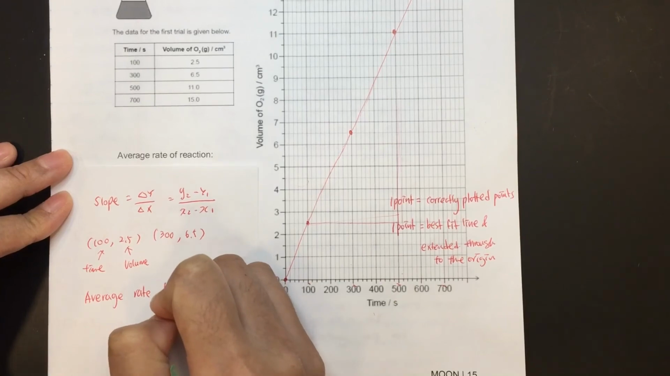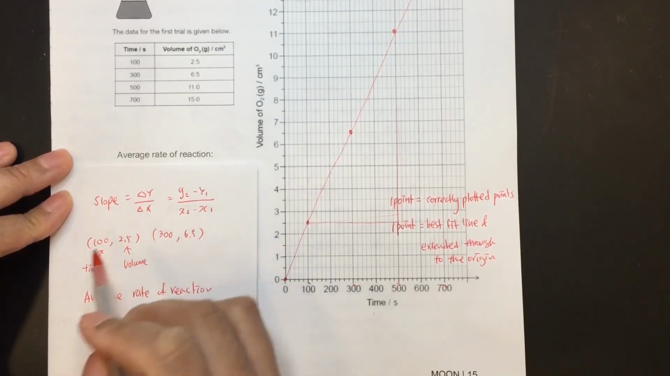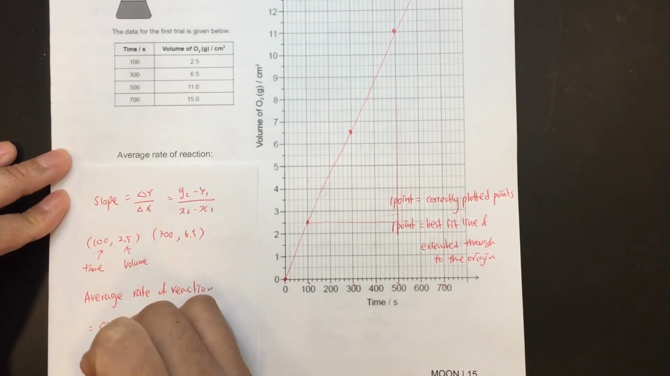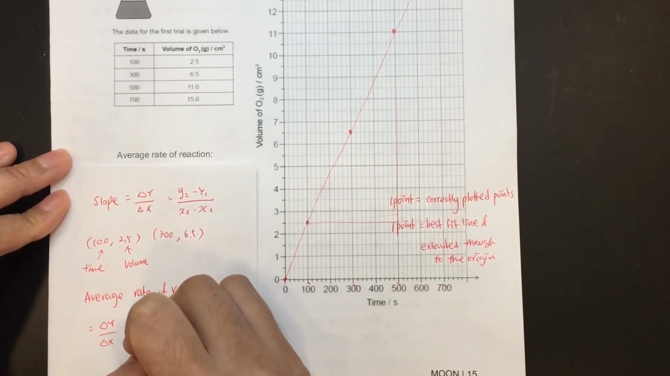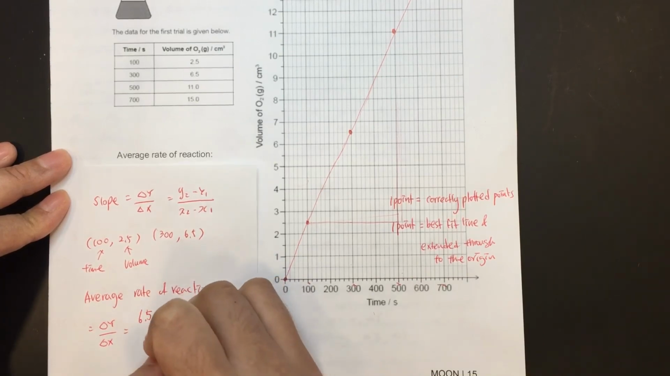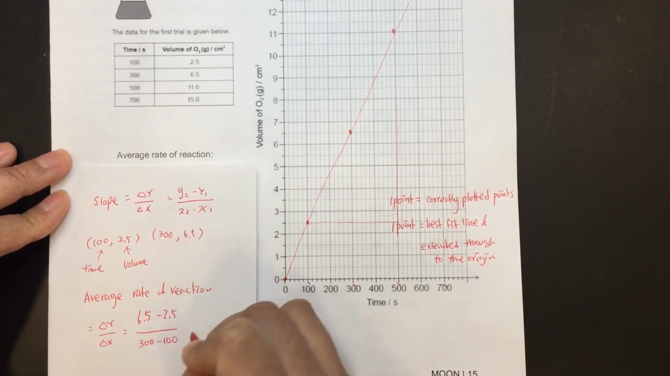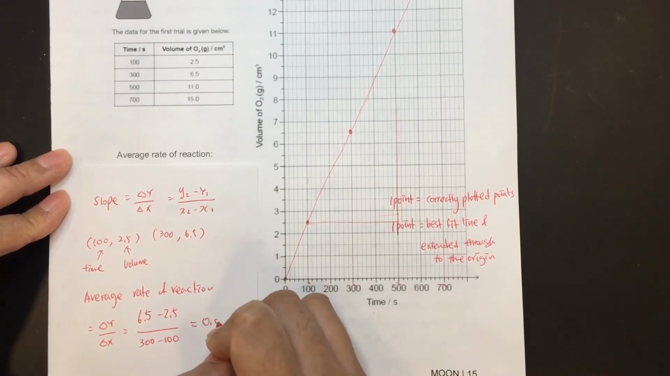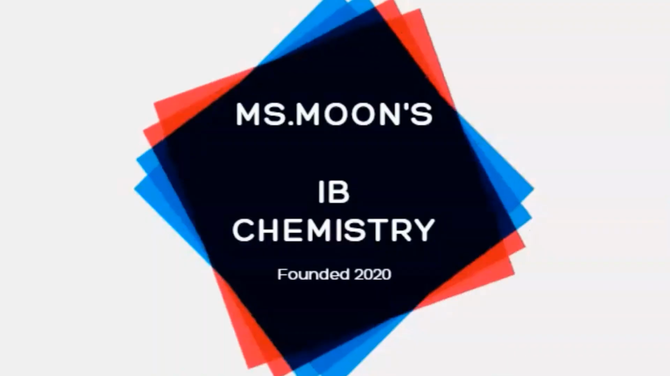So for this reason, I can calculate the average speed of reaction using the slope equation, which is delta y over delta x, which is again equal to 6.5 minus 2.5 over 300 minus 100, and is equal to 0.020.